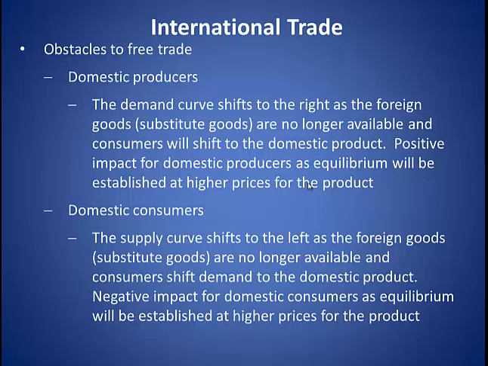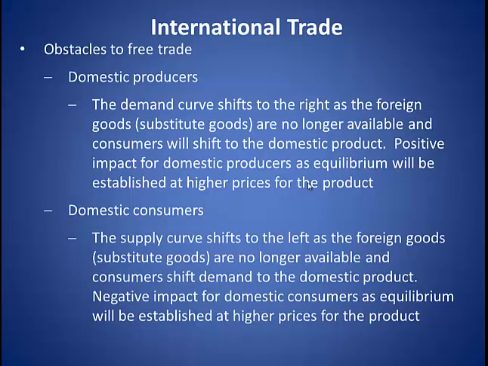The demand curve shifts to the right as those foreign goods that are being imported, the substitute goods, are no longer going to be available, or they're going to be at a cost that consumers aren't going to want them. So the consumers will most likely shift to the domestic product. This is a positive impact for domestic producers, as the equilibrium point between supply and demand will be established at higher prices for the product.